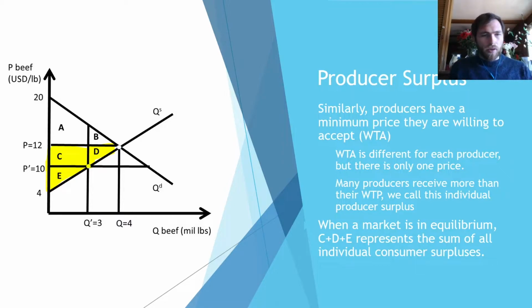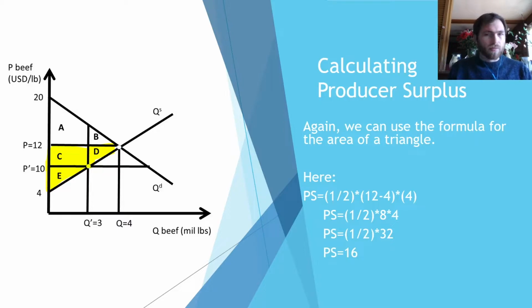Now, here, if the market's in equilibrium with the price of 12, we can just use the triangle formula to find producer surplus. So here that's area C, D, and E, that larger triangle. And to calculate that out, we can again use the area formula. And here we see that, it turns out in this market, producer surplus is equal to consumer surplus.